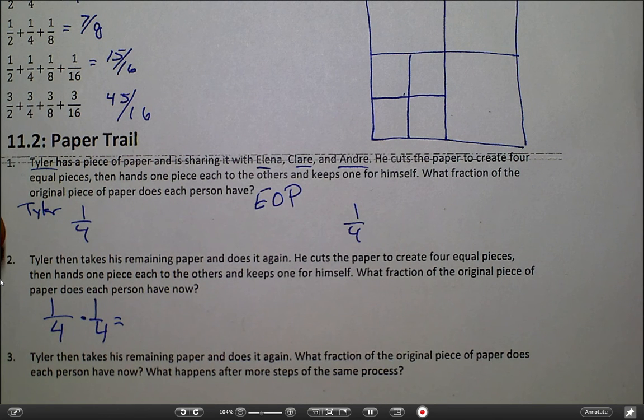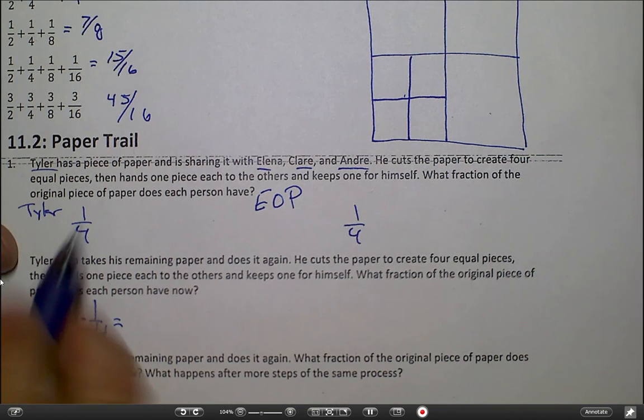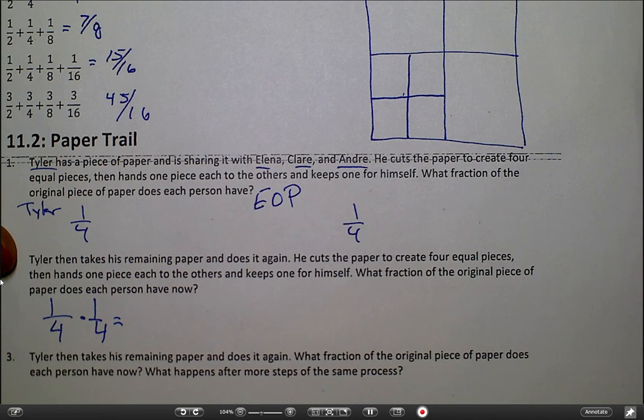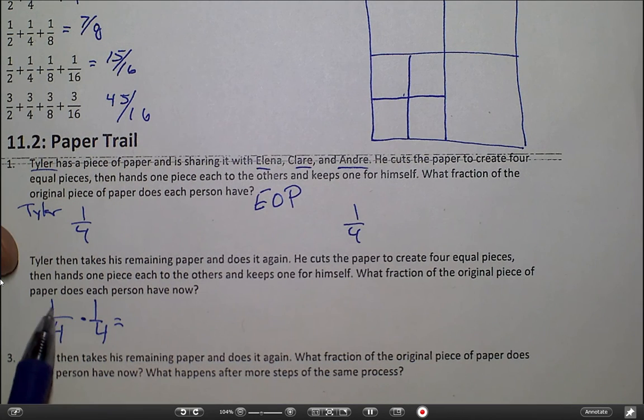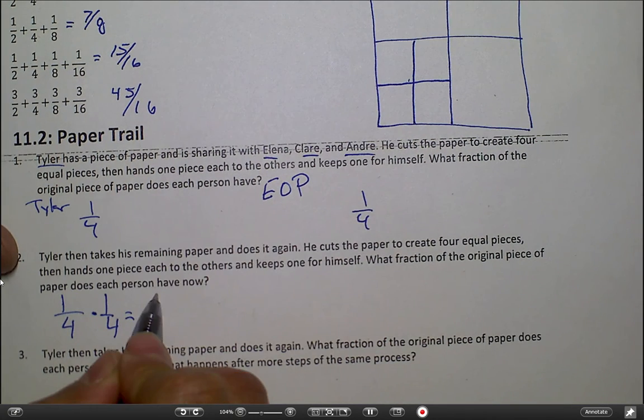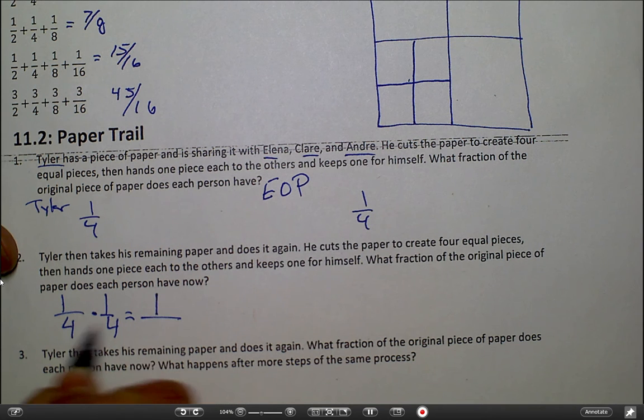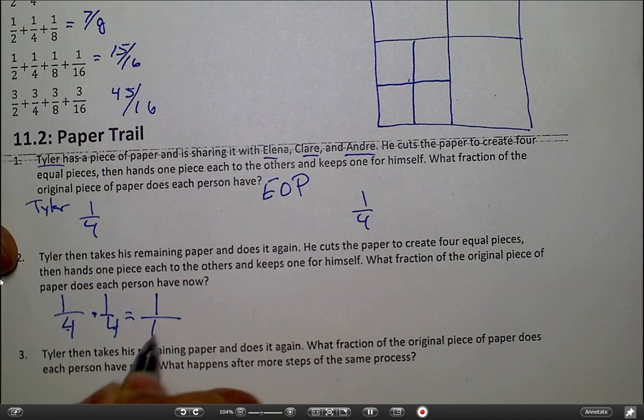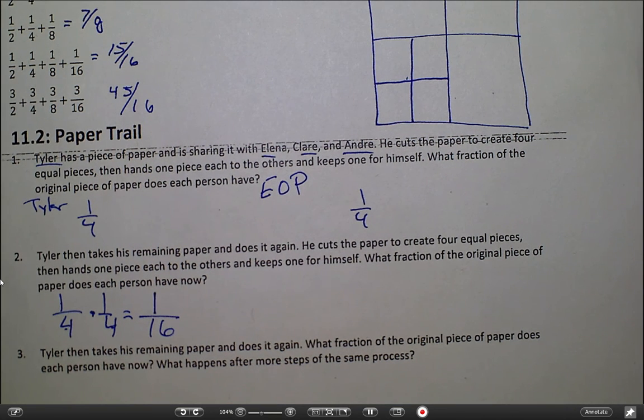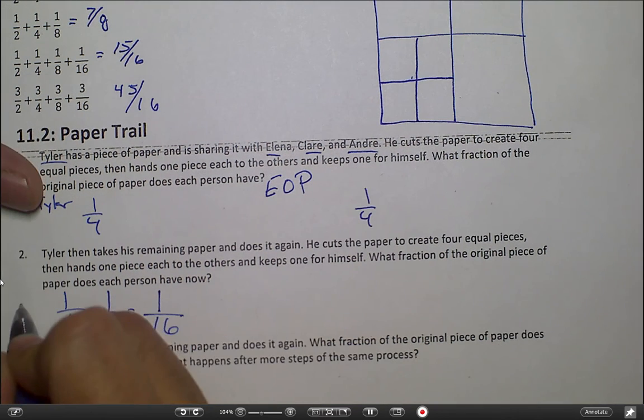1/8. Try again. 3/4. Hold on. Calm down. Watch this. 1 times 1 is 1, over 4 times 4 is 16. Yes. 1 over 16. So this is Tyler here, right?